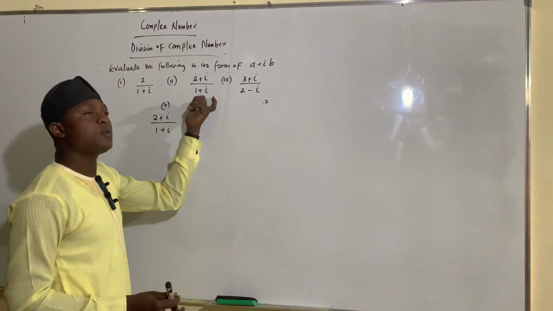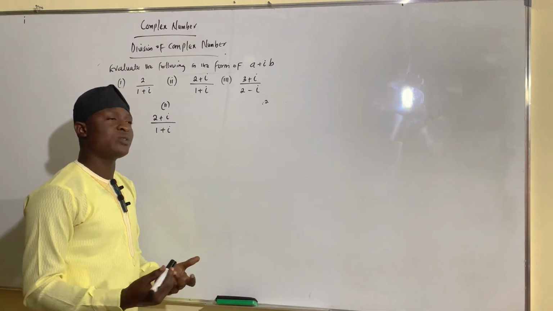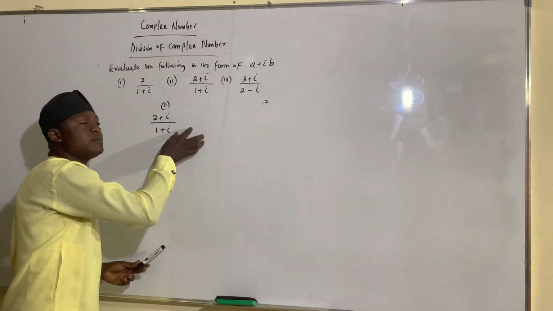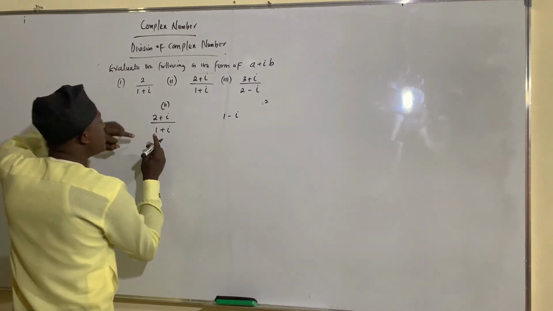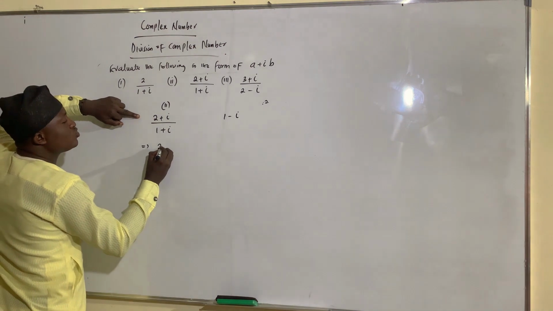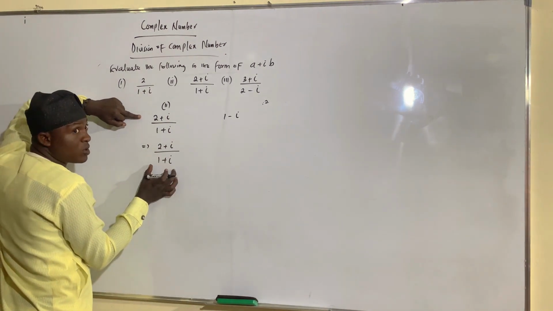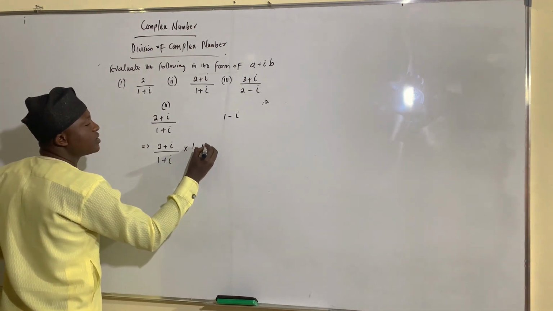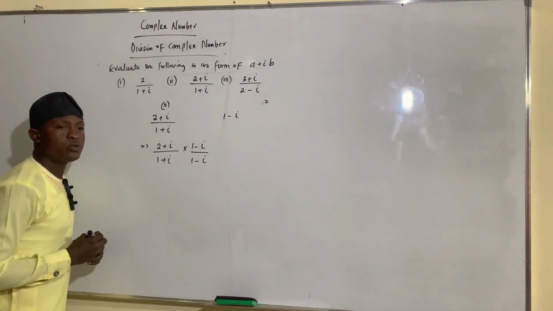So what is going to be the conjugate of this? Yes, exactly. It's going to be 1 minus I. So we use that one to multiply the numerator at the same time as the denominator. The conjugate of this is 1 minus I. So this one can be 2 plus I over 1 plus I, and the conjugate of this is 1 minus I, right? So that's going to be multiplied by 1 minus I over 1 minus I.